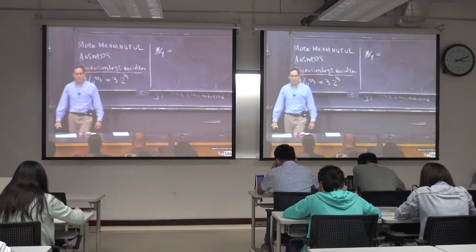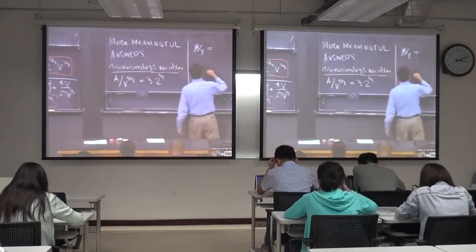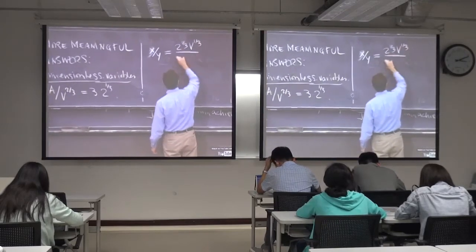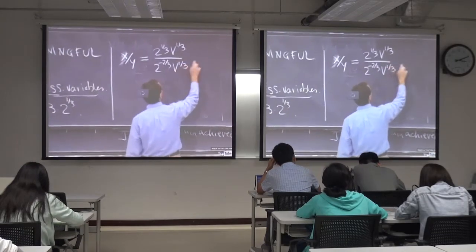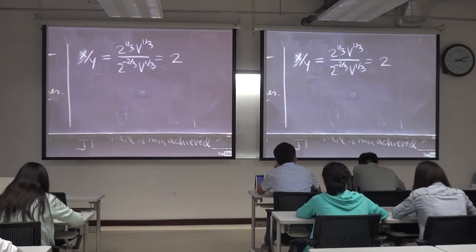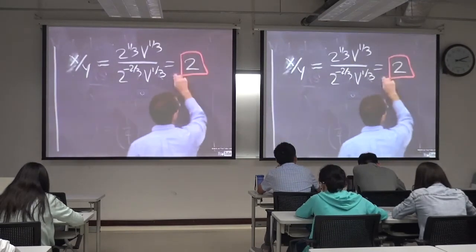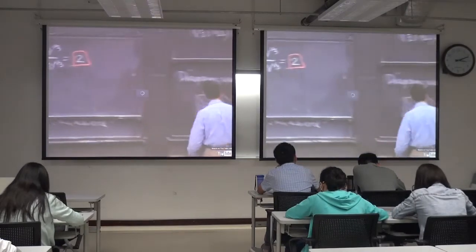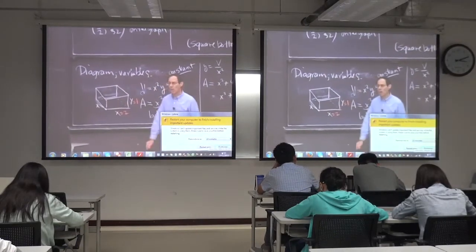Right? So again, that's inches divided by inches. And it's 2 to the 1/3 v to the 1/3 divided by 2 to the minus 2/3 v to the 1/3, which happens to be 2. All right? So this is actually the best answer to the question. And it shows you that the box is a 2-to-1 box. If this is 2 and this is 1, that's the good box.